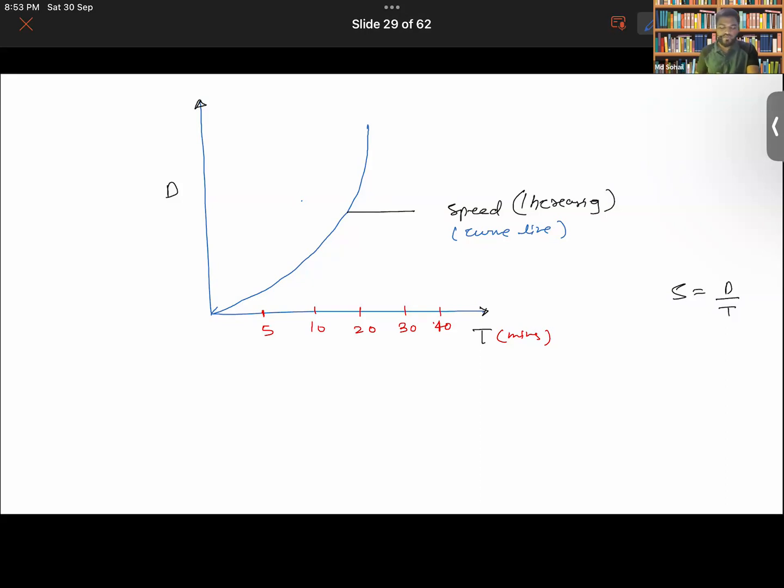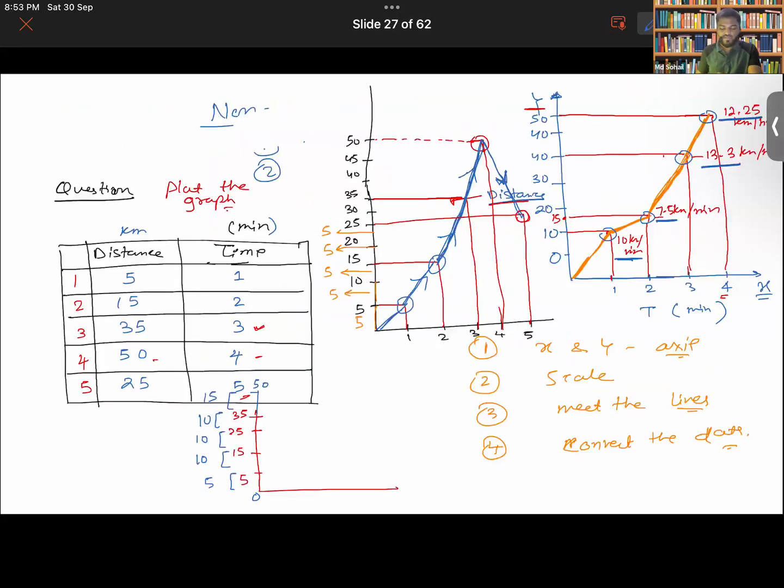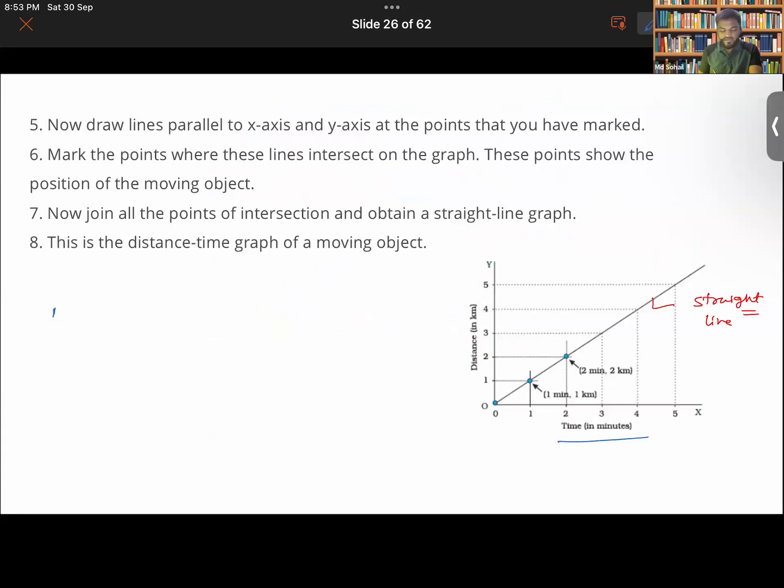For a body to be in uniform motion, certain conditions are required. The first condition is that it has to be a straight path, because if the pathway is curved like this, the person will have to apply the brakes whenever he takes a turn, right?